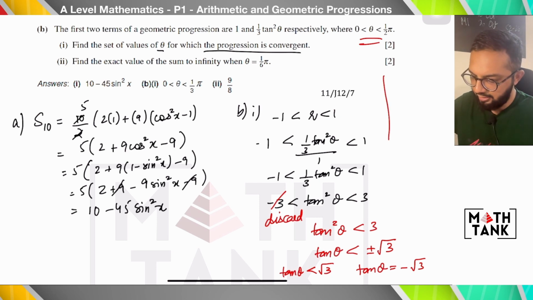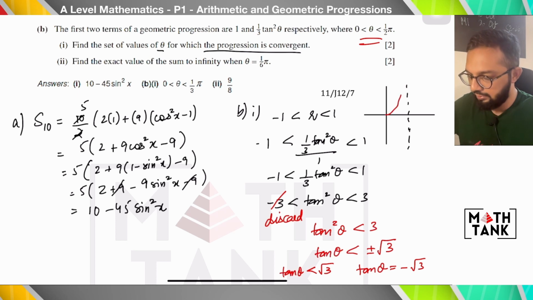If you imagine the tan curve between 0 and 90, it looks something like this. On 90, it simply goes to infinity. So the curve looks like this. So the negative is irrelevant. When does it cross root 3? That's the question. Okay, so what is tan inverse of root 3?